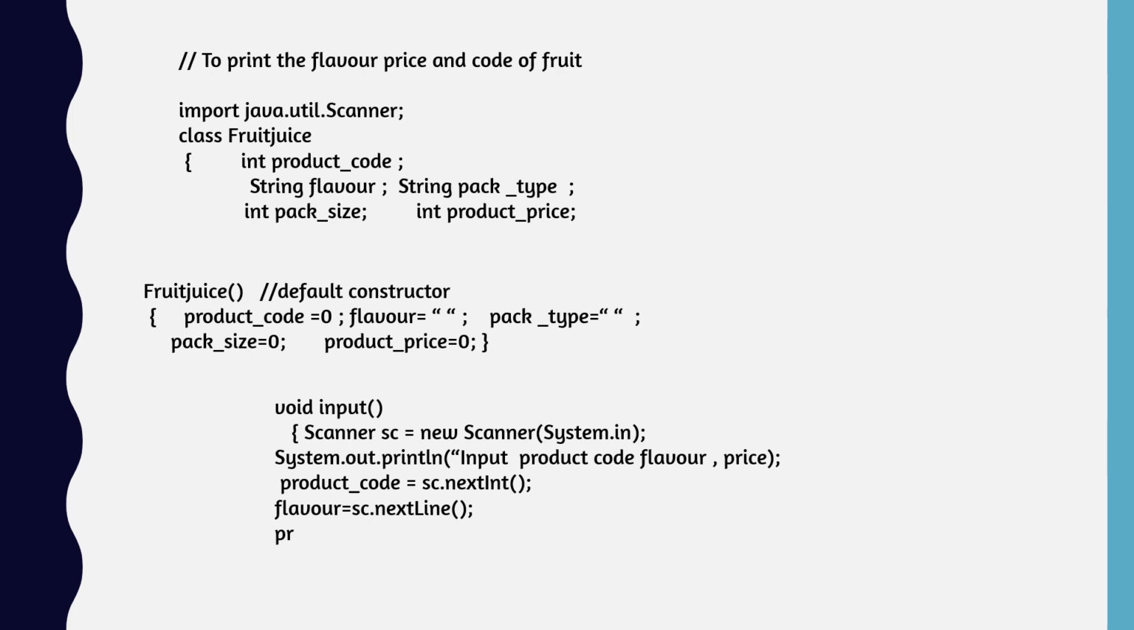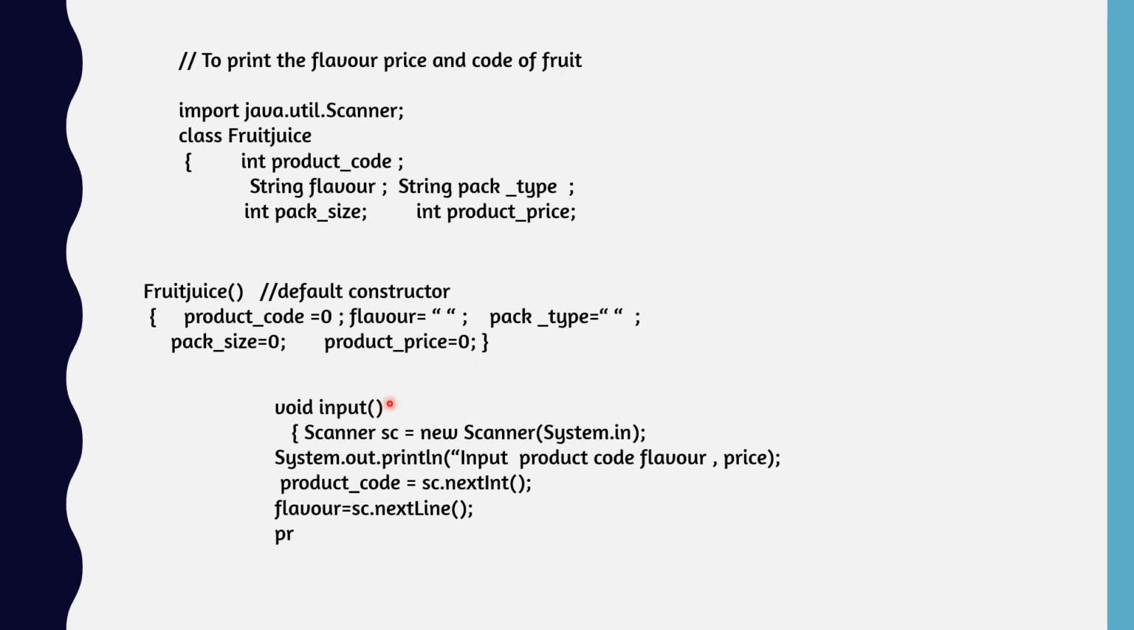In the first part, declare the variables. The class name is given, class FruitJuice, and all the variables are declared as it is given in the question: int productCode, String flavor, String packType, int packSize, and int productPrice. So the declaration part is over here. As it is given in the question, we haven't made any change, and don't make any change here. And the second part, FruitJuice constructor. Create the constructor, initialize integer members with 0 and strings with space. Flavor is a string, so space. Pack type is a string, so space. And pack size and product code are integer numbers, so initialize all the integer variables with 0.